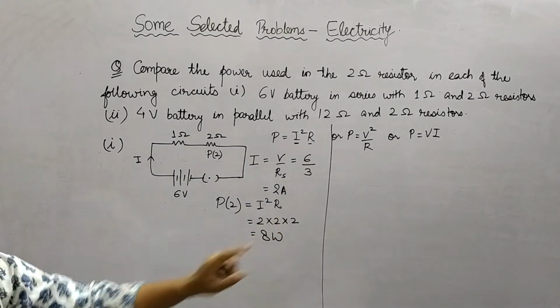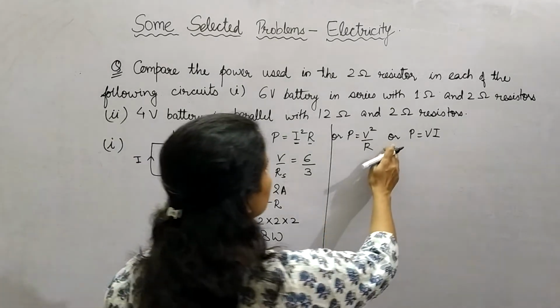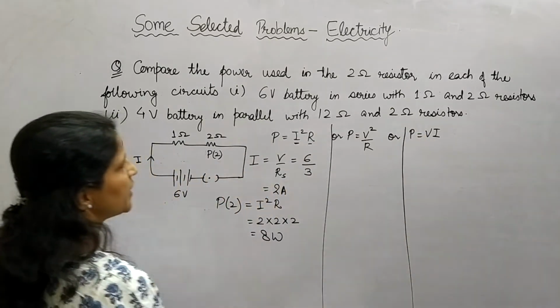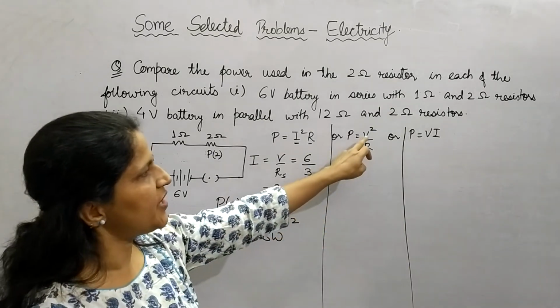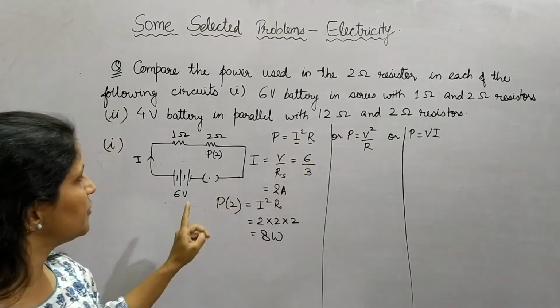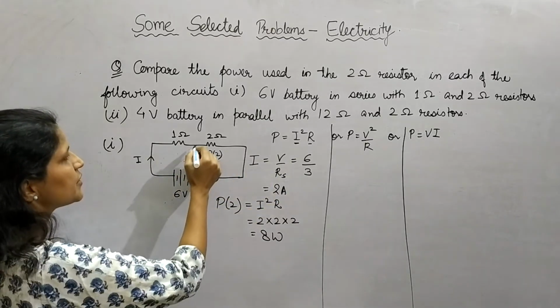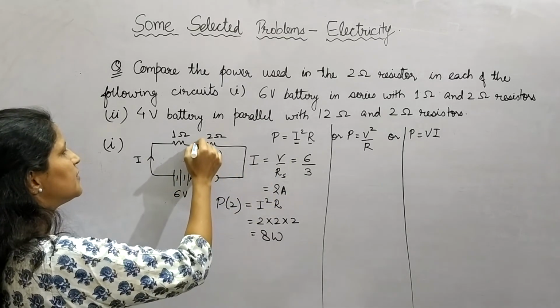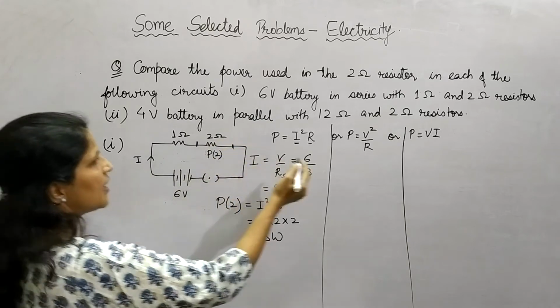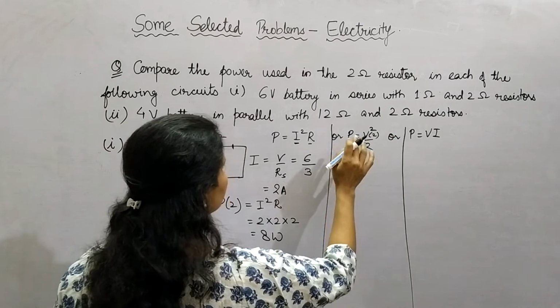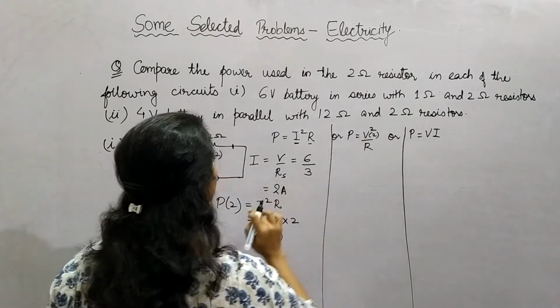Moving on to the next formula. The next formula is P is equal to V square by R. How to use this one? Now here when I say V, this V doesn't refer to the applied potential difference, but this V here refers to the potential drop across this resistance. So I may write it as V2 just to indicate that this is the potential difference at the 2 ohm resistor.